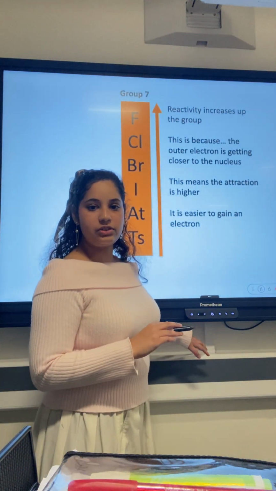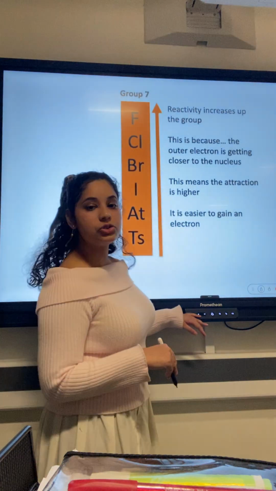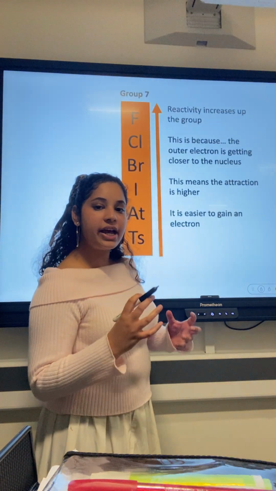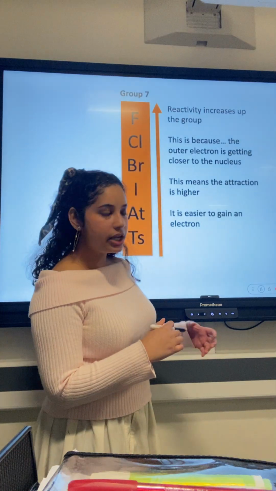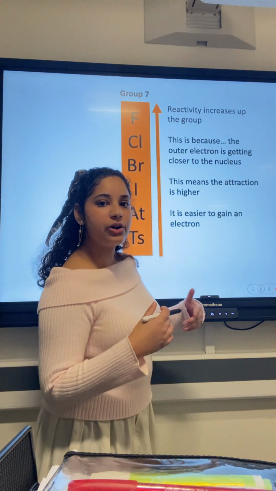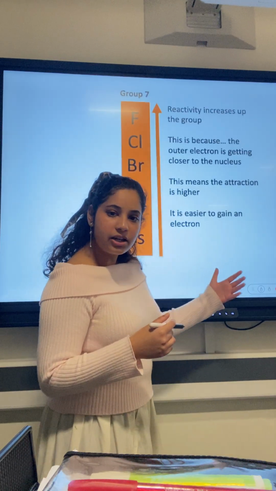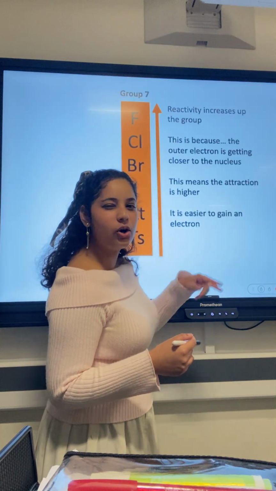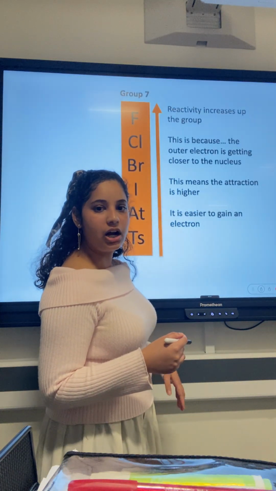Right guys, we're going to have a look at the reactivity of group 7 metals, also known as halogens. When halogens form their ions, they're called halides. For example, when chlorine forms an ion of Cl minus, we call it chloride. When fluorine forms an ion of F minus, that is fluoride. It always ends in "ide" when it forms an ion.